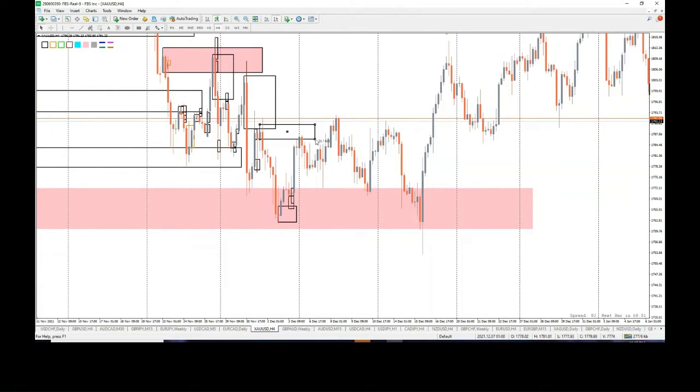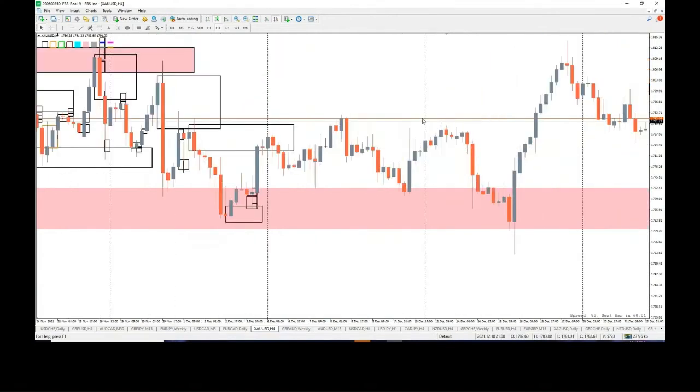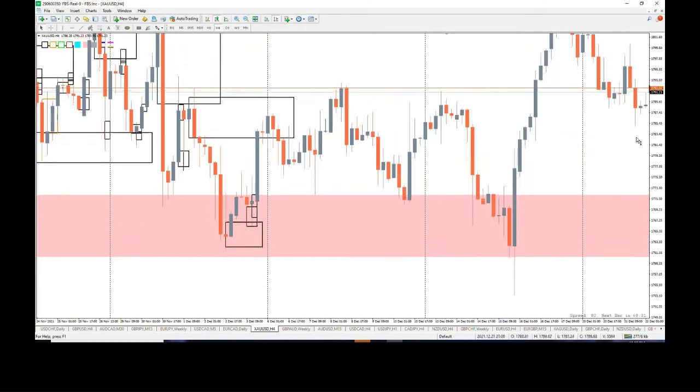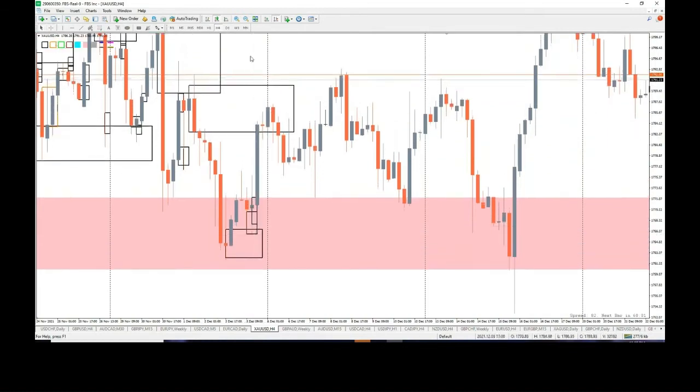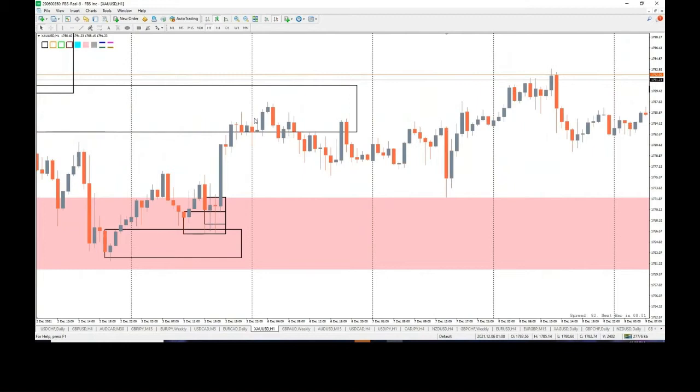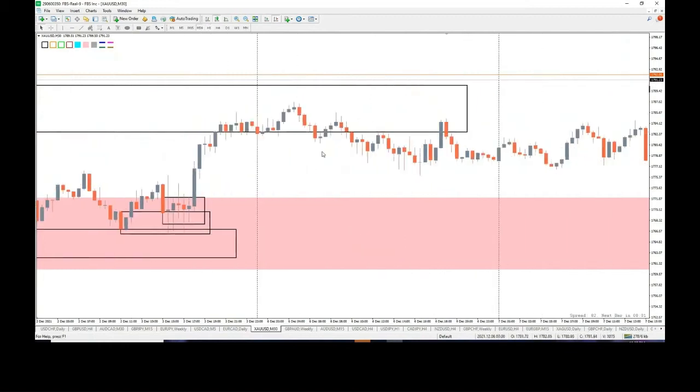I think it's right here. Yeah, that's a really good range. Okay, so along the way to go up here, we just go for more buys.